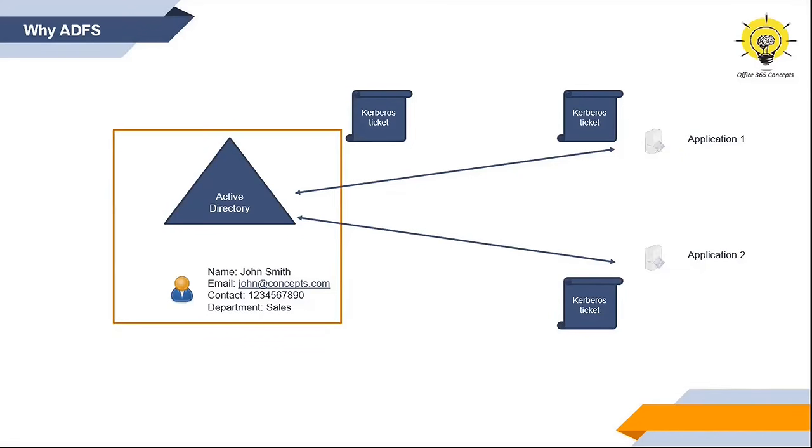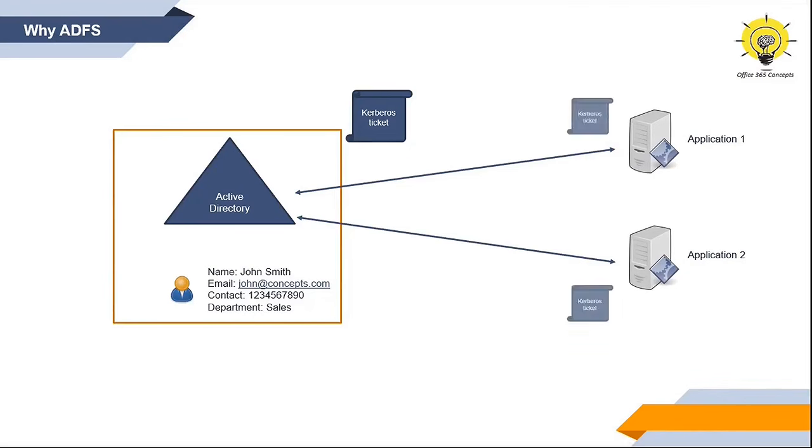Now, in this example, a user is trying to access two different applications. When this user will be authenticated, Active Directory will generate two Kerberos tickets and will send these tickets to both the applications. And both Kerberos tickets will have same set of attributes. So that means it doesn't matter what sort of applications user is trying to access. Same set of Kerberos tickets will be sent to the applications.